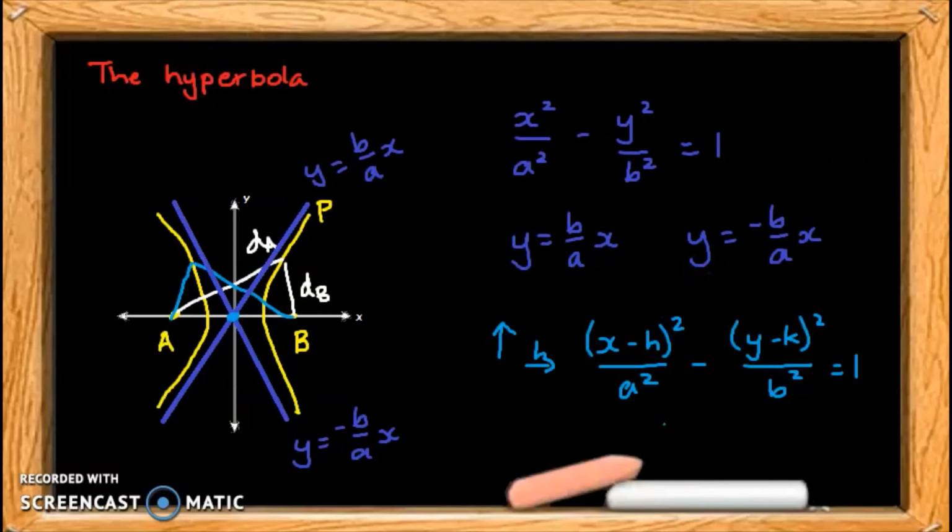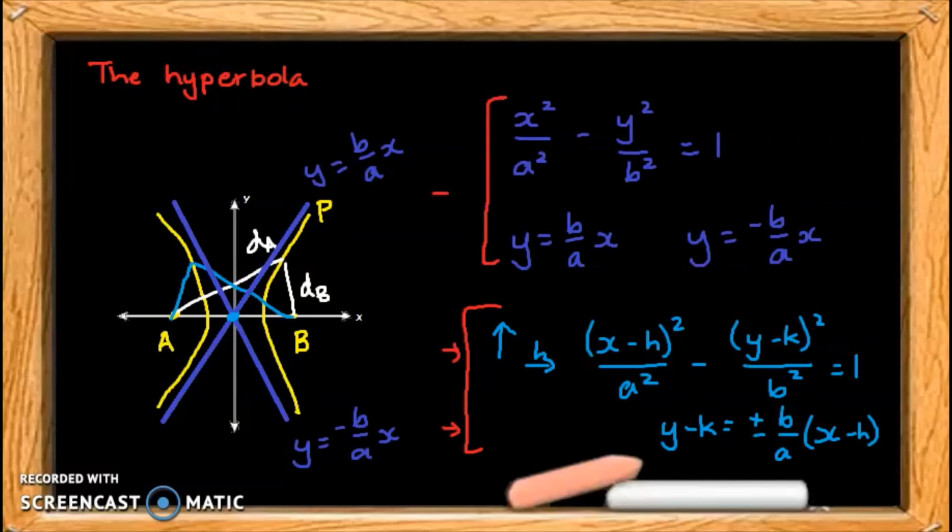Rather than have a y, I'll have a y minus k equals plus or minus. You'll notice these are exactly the same except one's positive and one's negative. b over a, and then rather than x, I now have x minus h. So my general equation, if you will, for a hyperbola will be this one in light blue, where this is my line and these are my asymptotes. The specific equation that's centered on the origin is here.